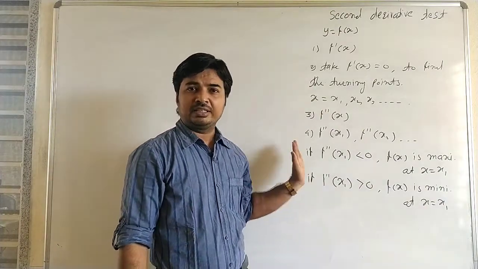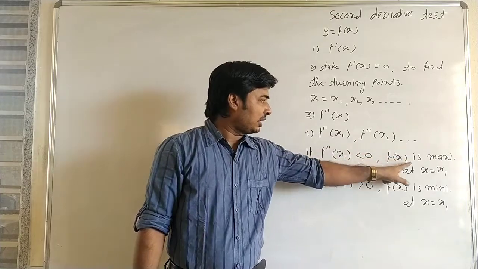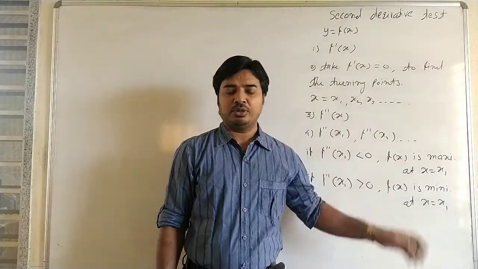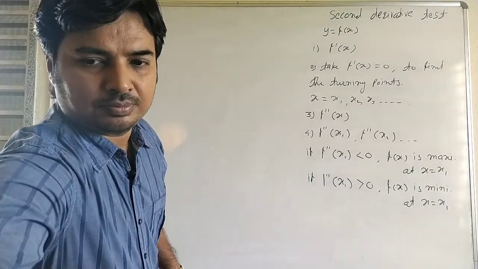Okay, not exactly 0: either less than 0 it is a maximum, or greater than 0 it is a minimum. Okay, now we see the examples.